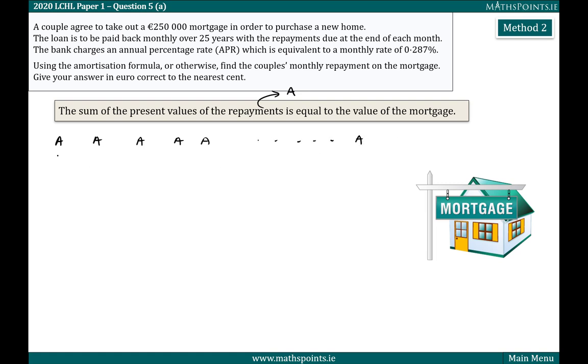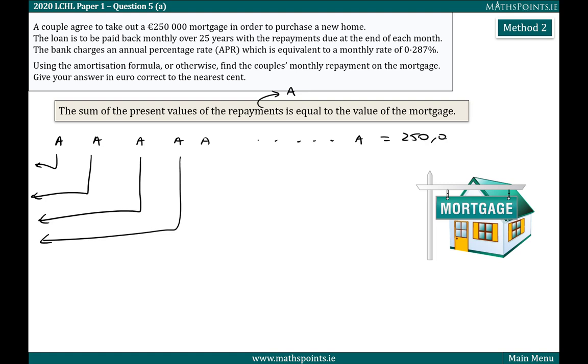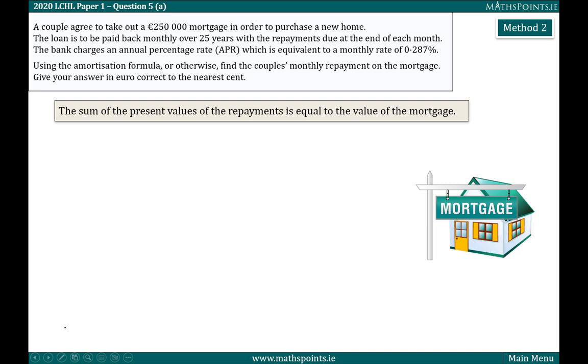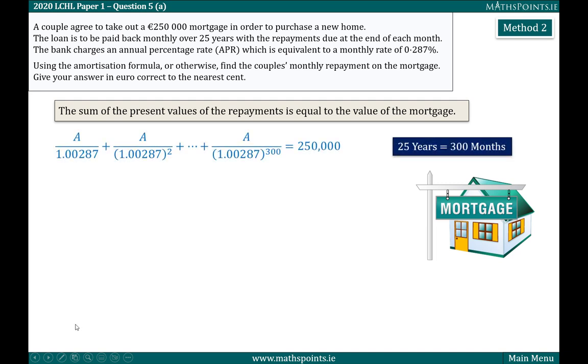And it's the net present value, what all of these values of A are worth in today's money, that should be equal to the amount we got, which is 250,000, because we were given that amount today for the mortgage. So if we have a look at what that looks like, the first amount that we're going to pay back at the end of the first month is going to be A over 1.00287. That's the net present value, or the value in today's money of that amount we're paying back. In 2 months' time, we're going to pay back an amount, and we want to find out the net present value of that amount of money, so that's A over 1.00287 squared.